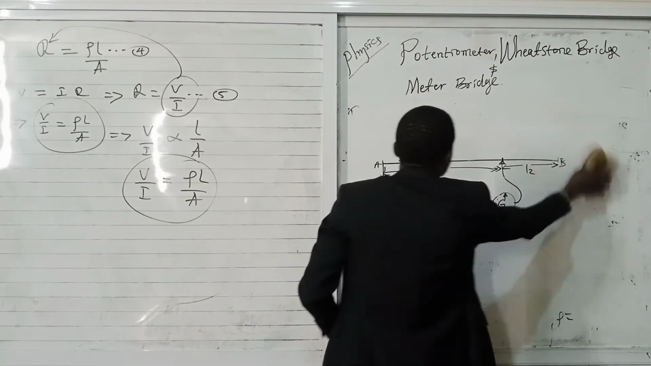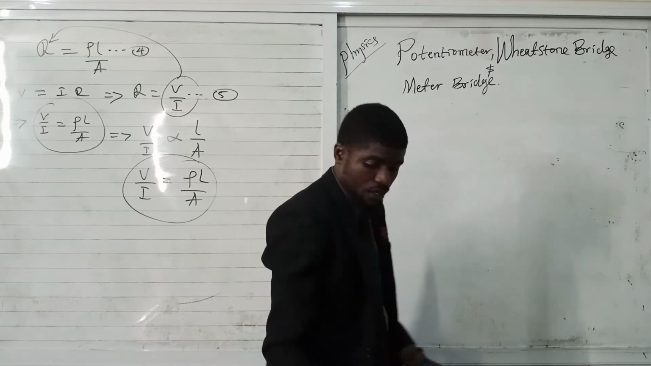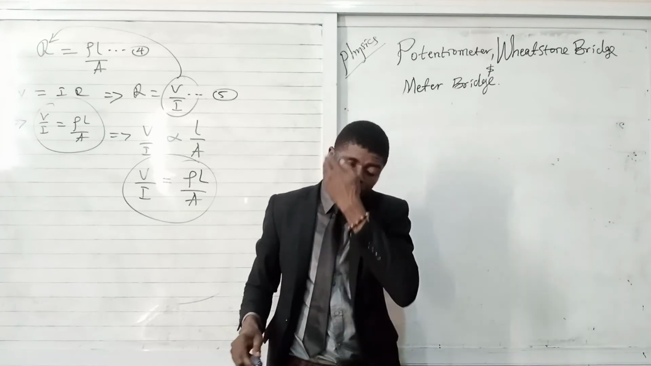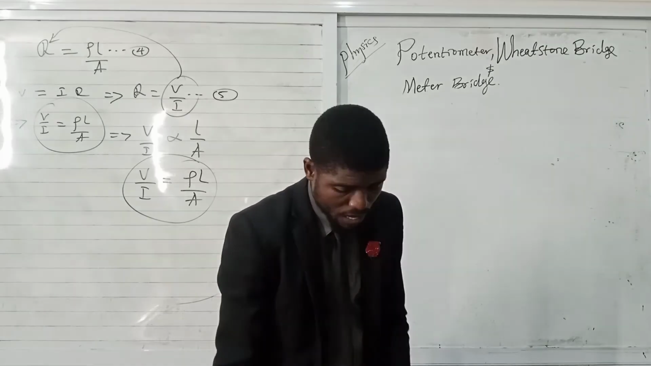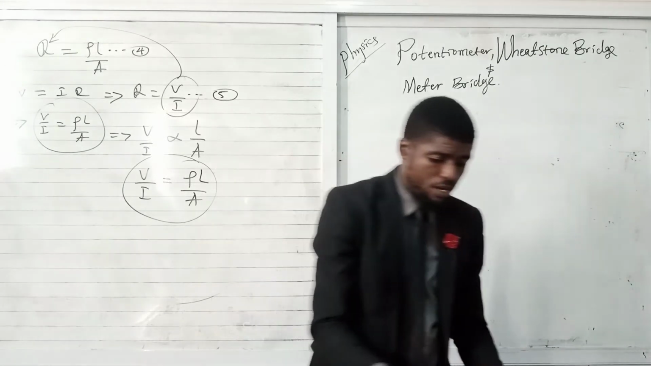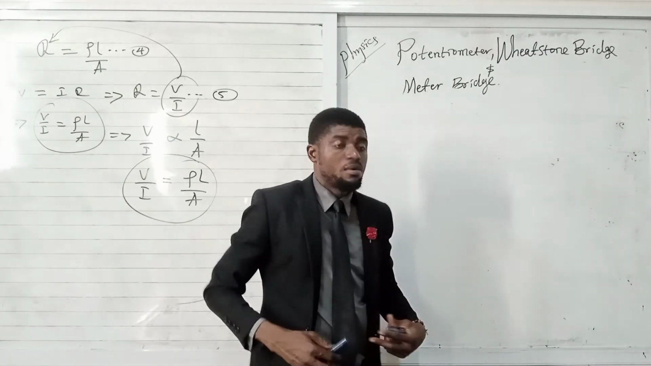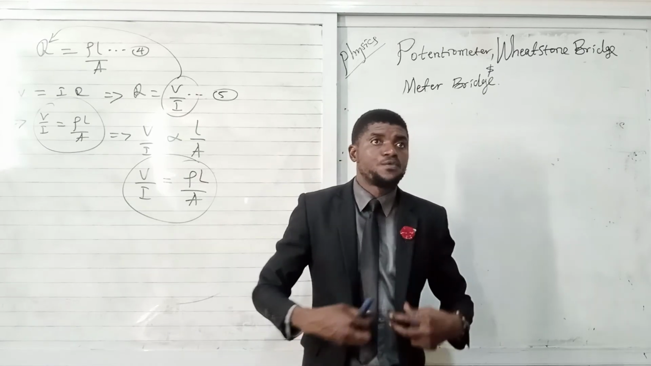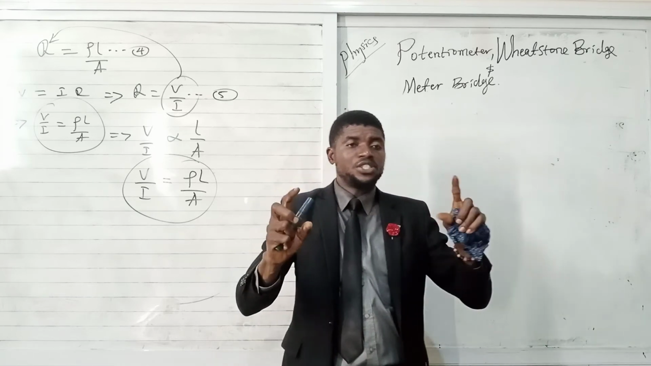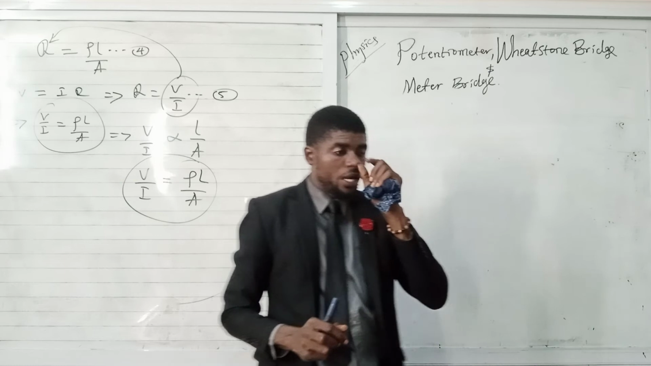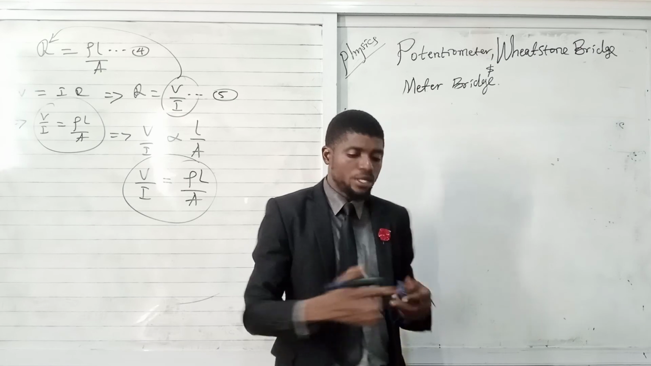The next thing I want to look at is the Wheatstone Bridge. The Wheatstone Bridge is simply a bridge that contains four resistors arranged in a square shape in a circuit. It is a bridge that is used to determine the value of an unknown resistor in a circuit.